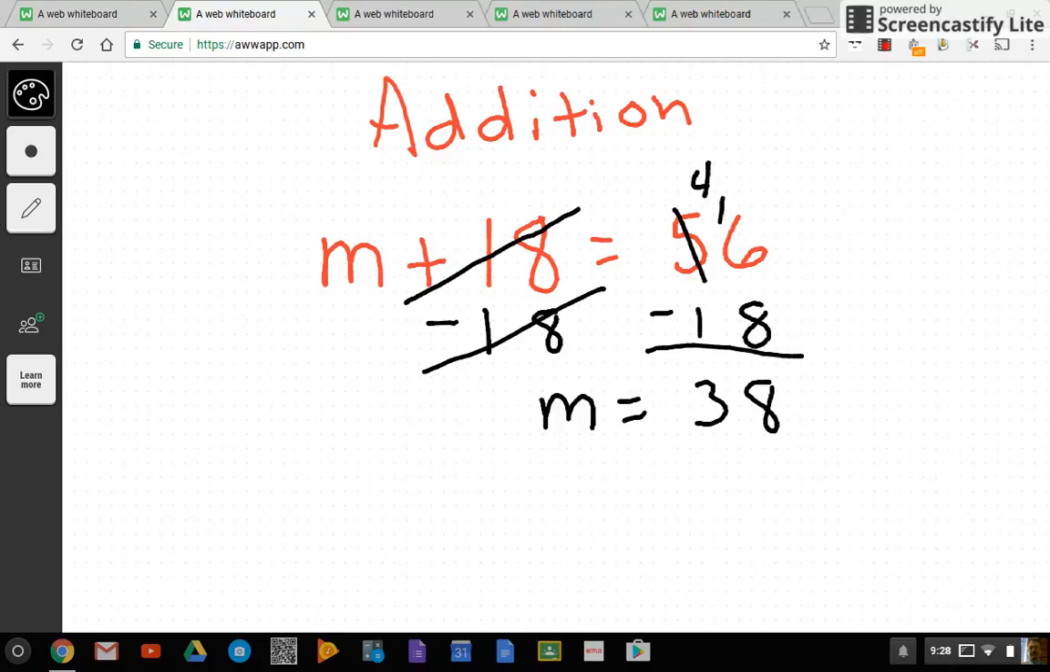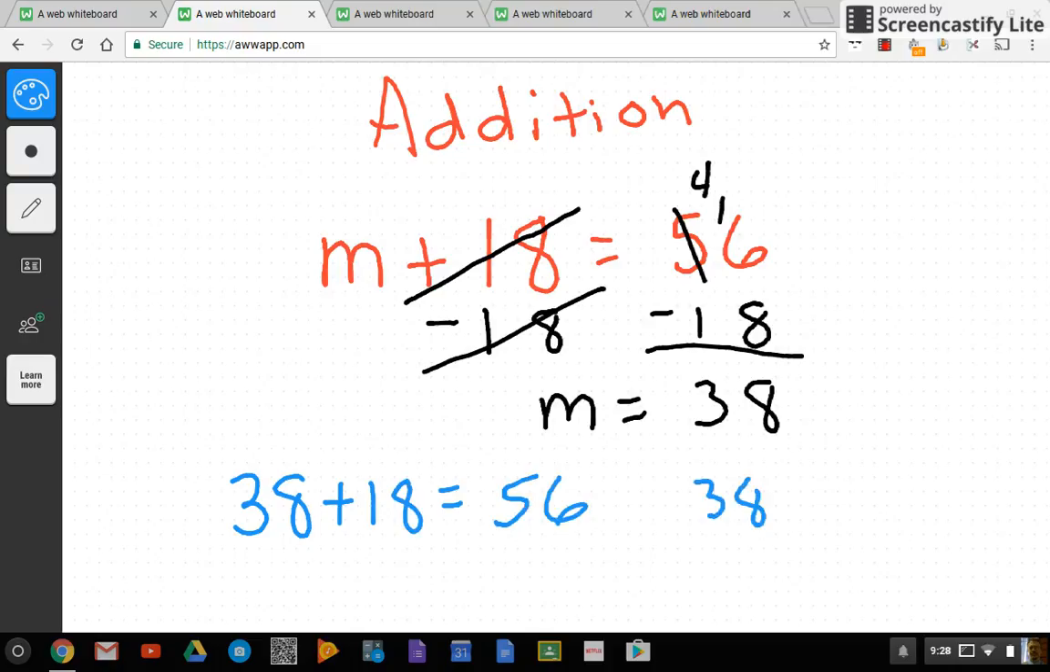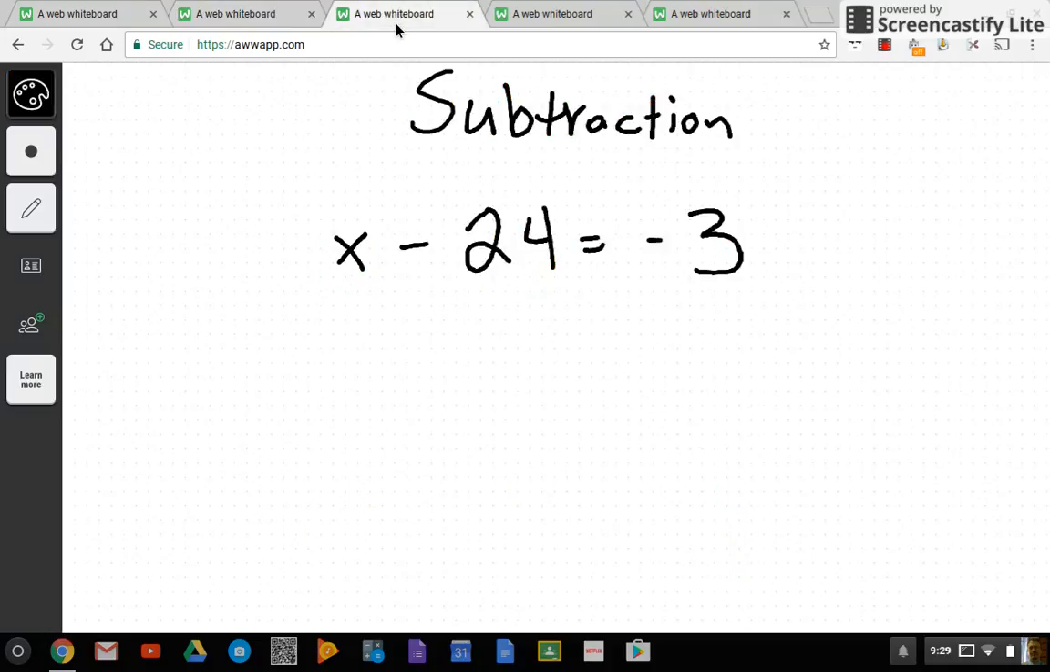And if I go back through and check it, it should work out. If I add 38, where the m is, plus 18, I should get 56. And if I check it out, there's 16, and 3 plus 2 is 5, and looky there, it works. So there is our do-undo method of solving the equation for addition. Now subtraction.